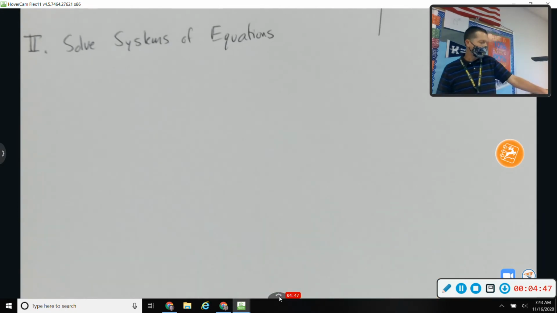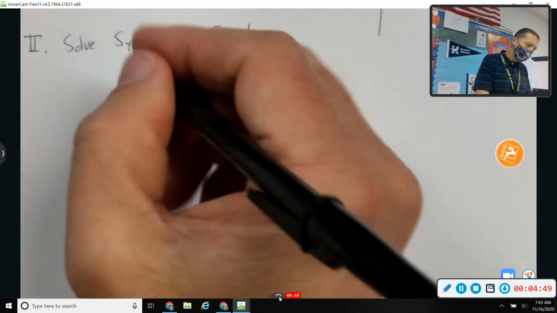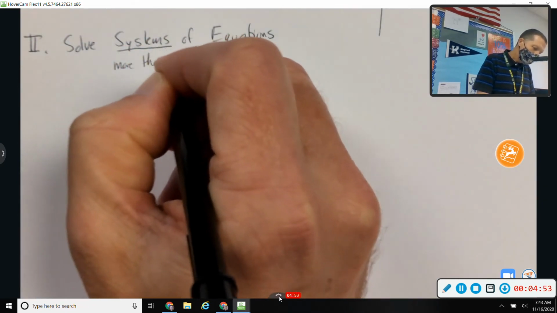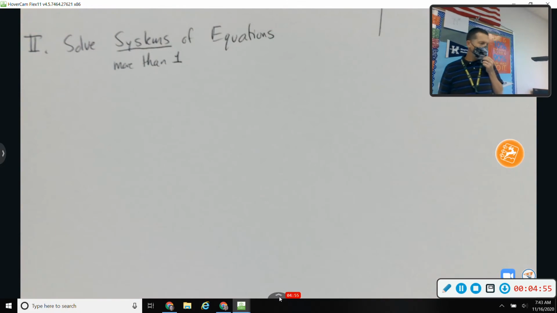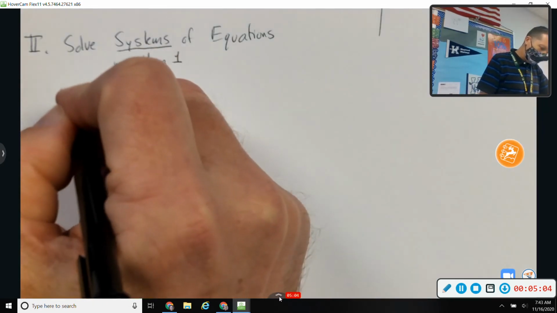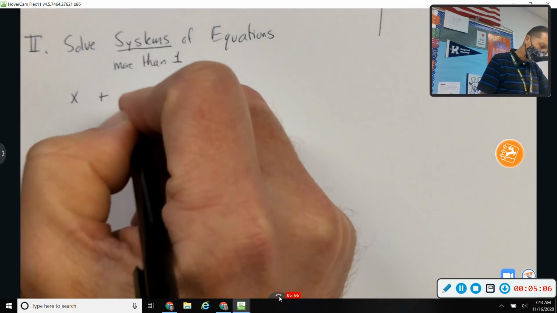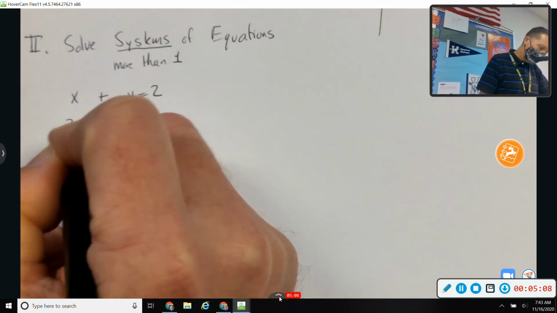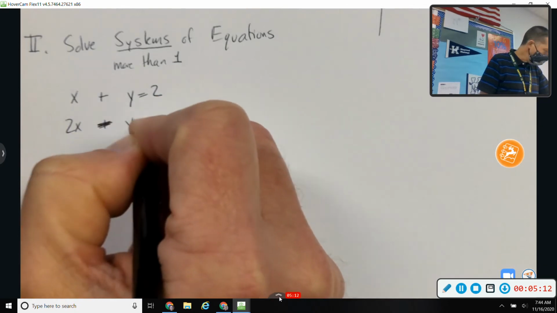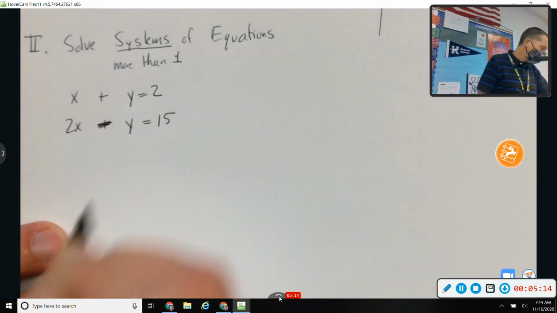All right, back to solving systems of equations. Remember, systems means more than one. And this is a really useful tool, or really useful way to use matrices. So here's a system of equations. x plus y equals 2. 2x minus y equals 15.